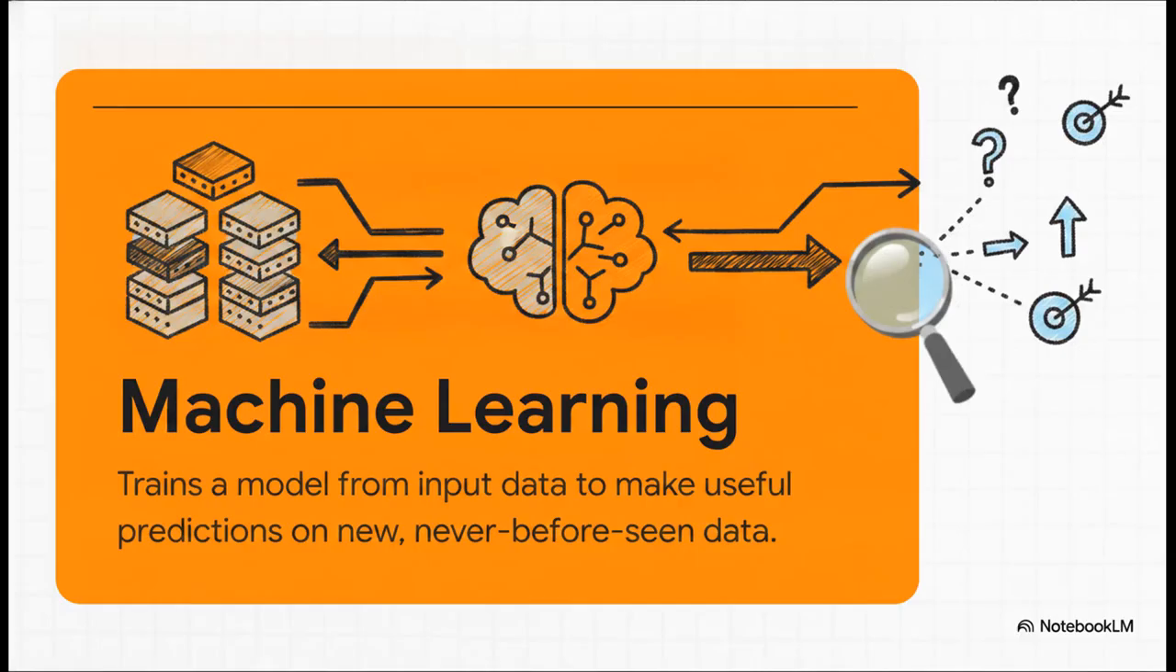Okay, before we build anything, let's establish our baseline. Machine learning is fundamentally a massive paradigm shift in computing. Instead of humans hard-coding strict, rigid rules for a computer to follow, like a traditional software program running endless if-then statements, we train a model from input data. We're essentially giving the system a huge stack of information and just letting it figure out the patterns on its own. That way, it can make useful predictions on completely new, never-before-seen data. It's kind of like the difference between giving a computer a pre-drawn map versus teaching it how to navigate the wilderness entirely on its own.